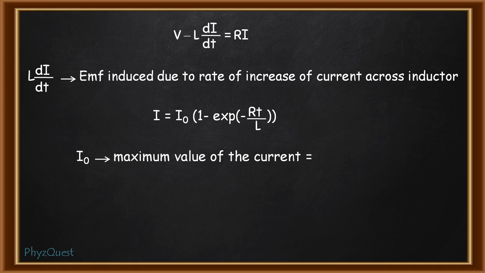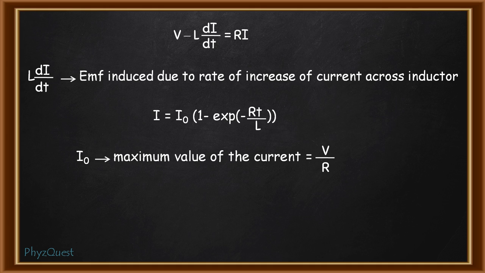Now here I0 is the steady value of the current, which is equal to V by R. This is actually the maximum value of the current. And this maximum value happens when time t is equal to infinity. Now anyway, that's a theoretical value. Practically it is smaller. Now you have to use this relationship, using the values given in the question, and find out the rate of change of current at that instant.